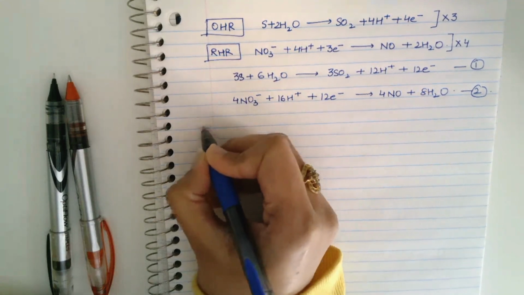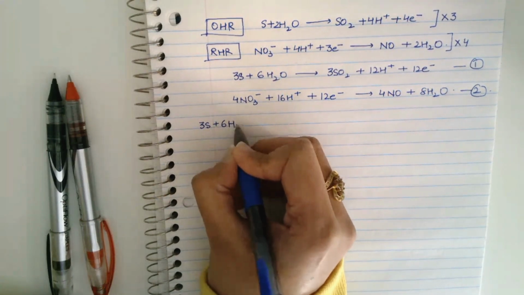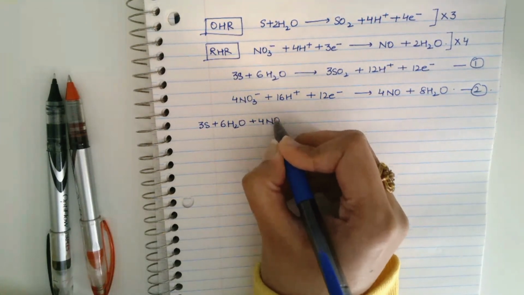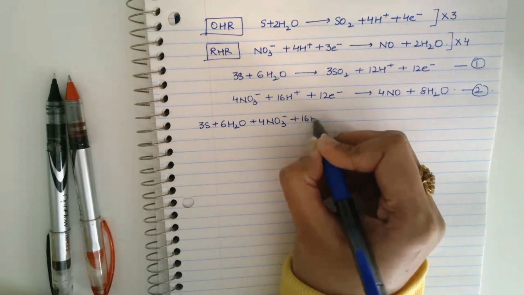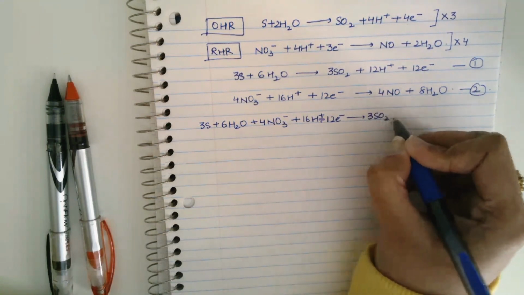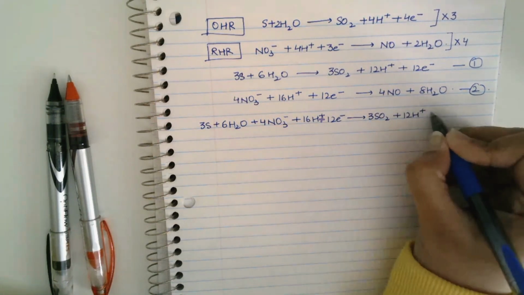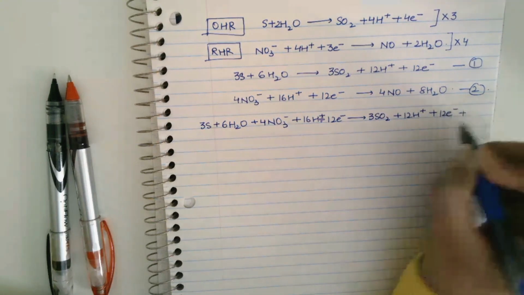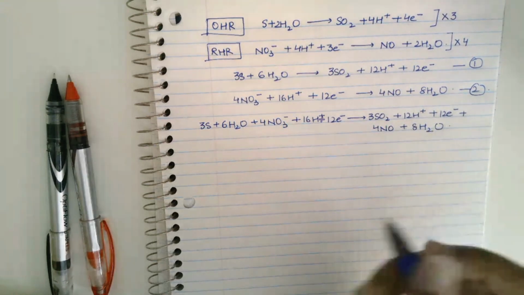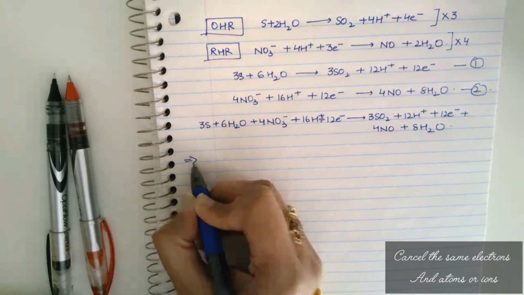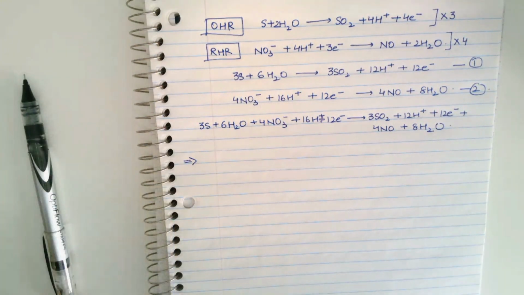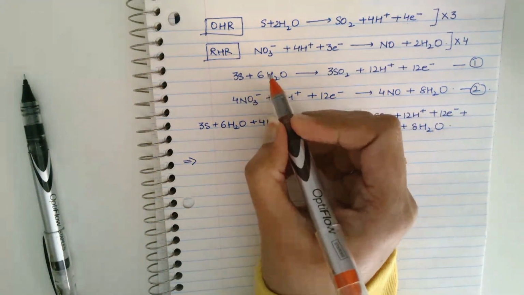So this will become 3S plus 6H2O plus, now we will add the left side of this one, 4NO3- plus 16H+ plus 12 electrons gives 3SO2 plus 12H+ plus 12 electrons plus 4NO plus 8H2O. Now the next step is to cancel the same electrons and other identical molecules or ions. Over here, firstly let's mark the same atoms or ions.